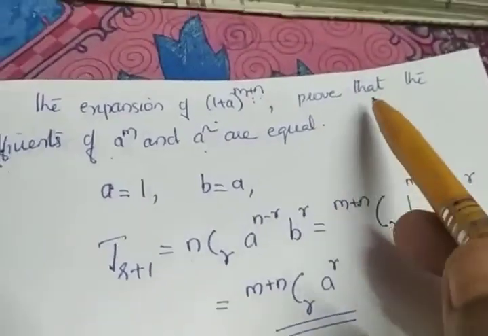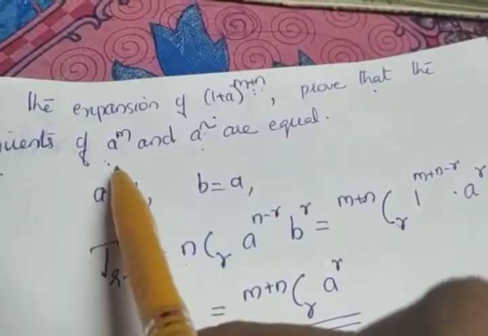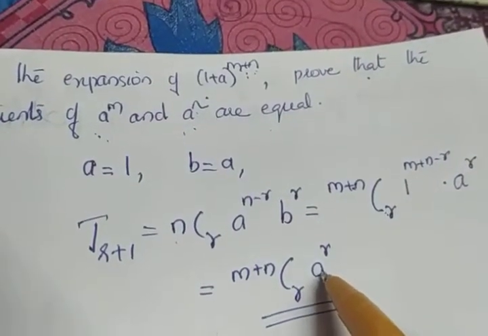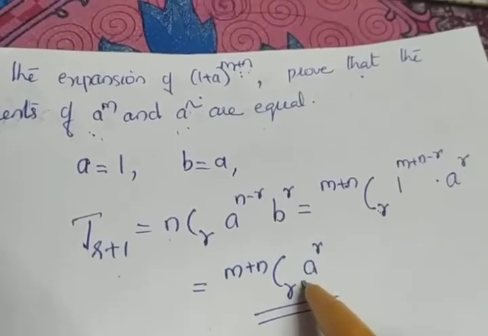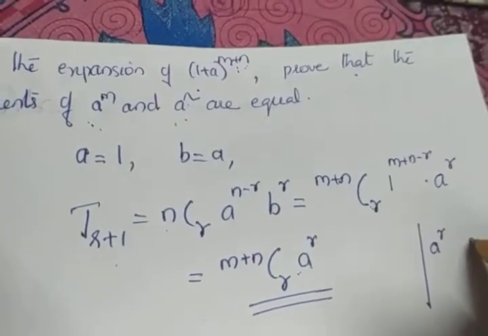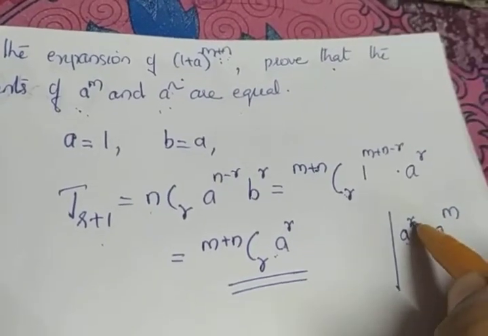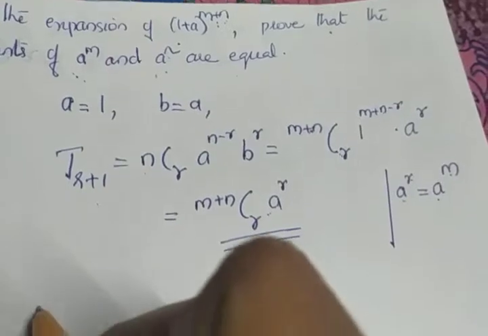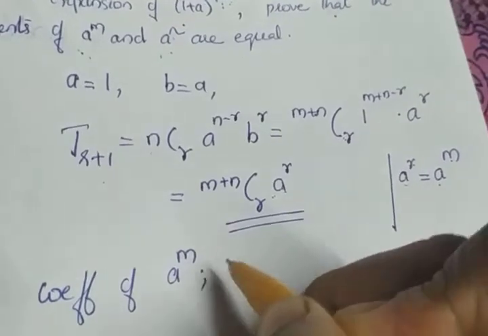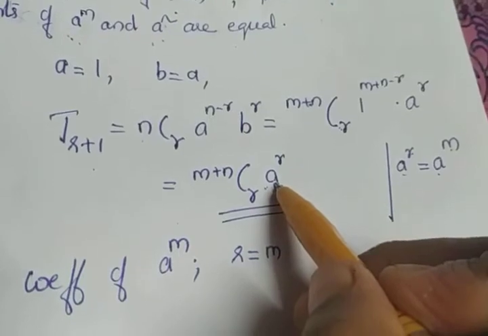And what is our question? We have to prove that the coefficients of a^m and a^n are equal. What is the term of a in the general term? It is a^r. The coefficient of a^m means here the term of a is a^r, and we require a^m. That means for this to be equal to a^m, the value of r must be equal to m. So to find the coefficient of a^m, we have to substitute r as m.